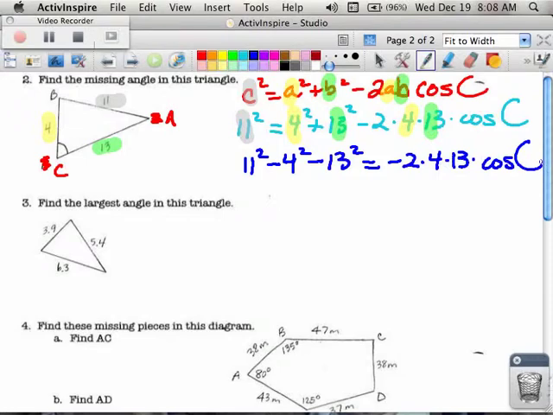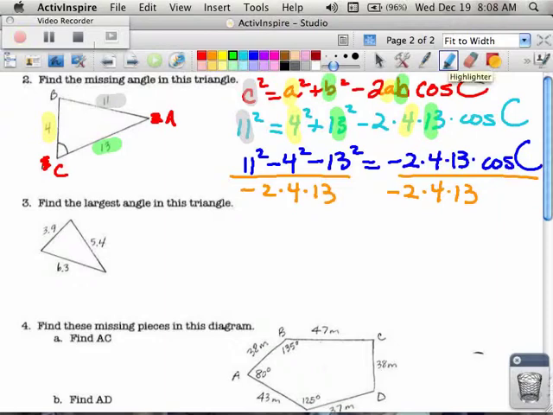But then I still notice there's something over there with that cosine. So I want to get rid of the negative 2, the 4, and the 13. In order to get rid of them, since they're all multiplied there, I divide both sides by those 3 things. So I divide by negative 2, 4, and 13. And what ends up happening then is the 2, 4, and 13 on the right-hand side go away. And so I see that the cosine of my angle is equal to all this mumbo-jumbo.